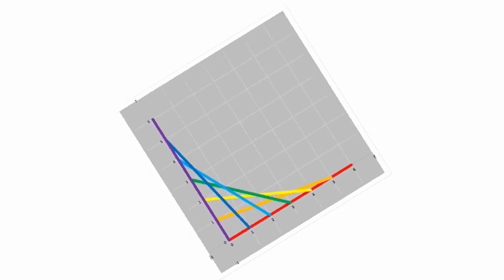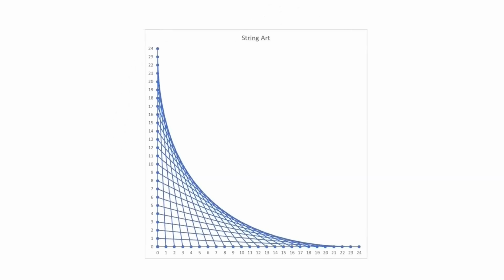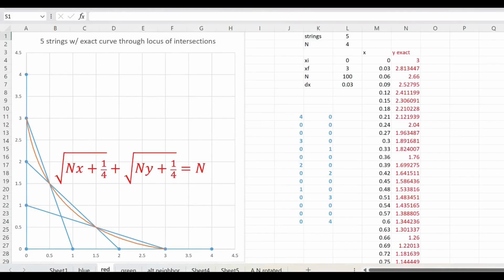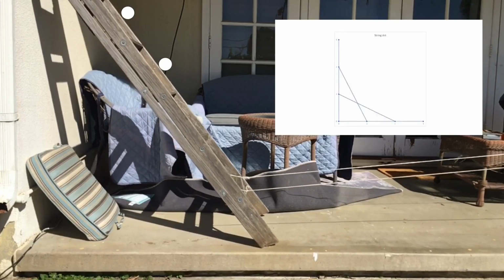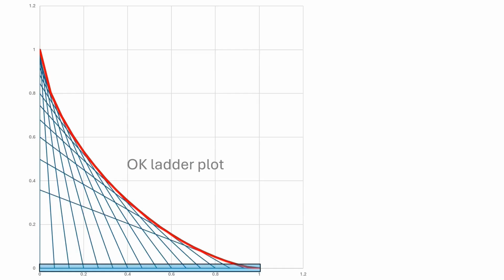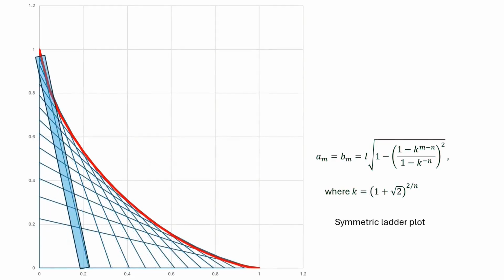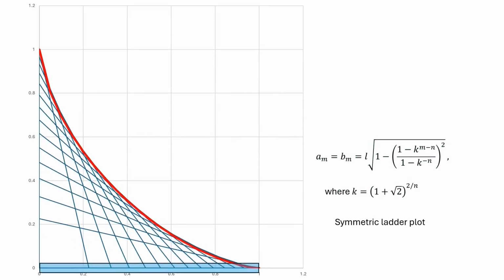Welcome to Sober Math. In a previous video I showed you the envelope curve for string art, and there is a related curve for this falling ladder. Those videos are linked below, but the story didn't end there. Imagine an in-between possibility.